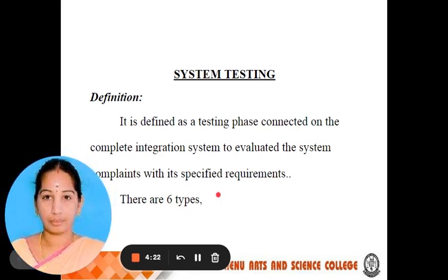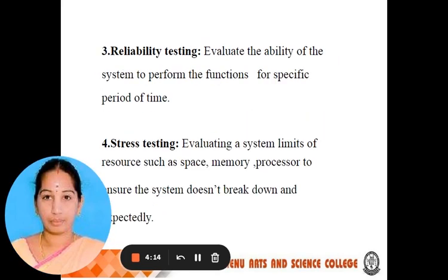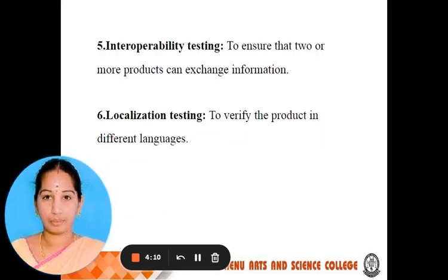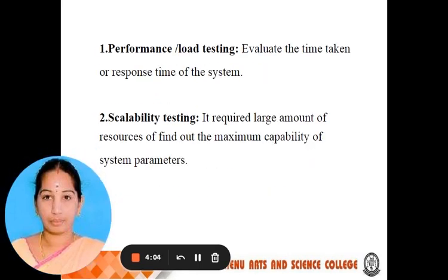of the systems. Okay, and then next, some different types of system testing are performance or load testing, scalability testing, reliability testing, stress testing, interoperability testing, and then localization testing. Let's see the types of testing briefly.